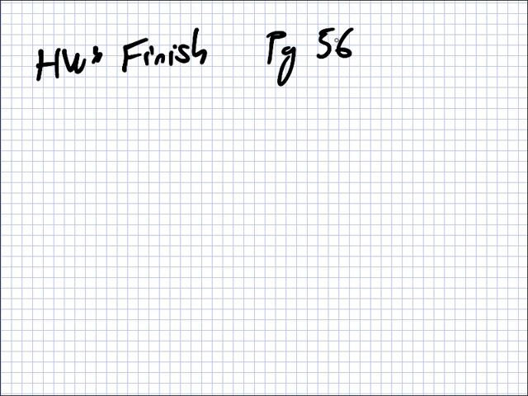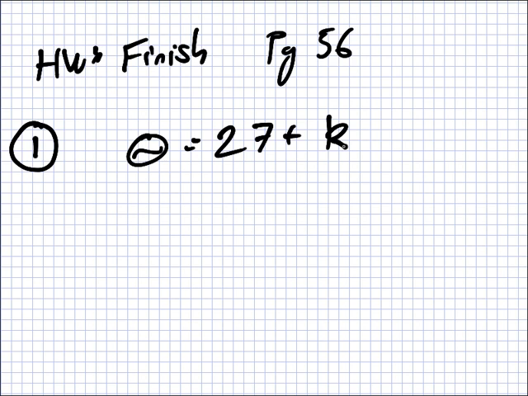Let me start with question one. The temperature, theta, of a cup of coffee is given by the formula theta equals 27 plus K e to the minus 0.2 t. The initial temperature is 65. What's K? I know at the beginning the temperature is 65. So what do I sub in here? 65 for what? Theta. And for t?